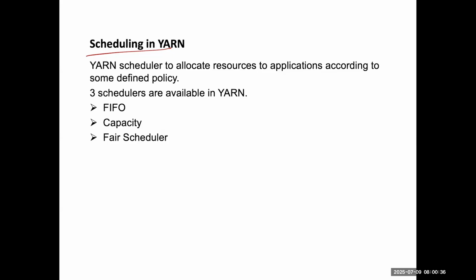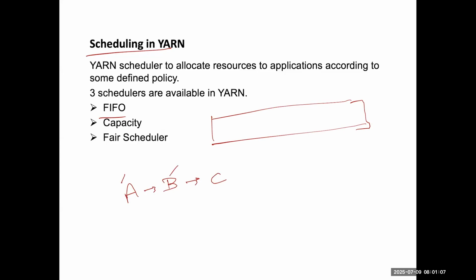Scheduling means what the scheduler does: allocating resources. Let's suppose that I have this big resource. How can I allocate it? FIFO is first in, first out. Let's suppose your job sequence is like this: you have three jobs, A, B, and C. You submitted job A first, then job B, then job C. This is first, this is second, and this is third. So you submitted these jobs.